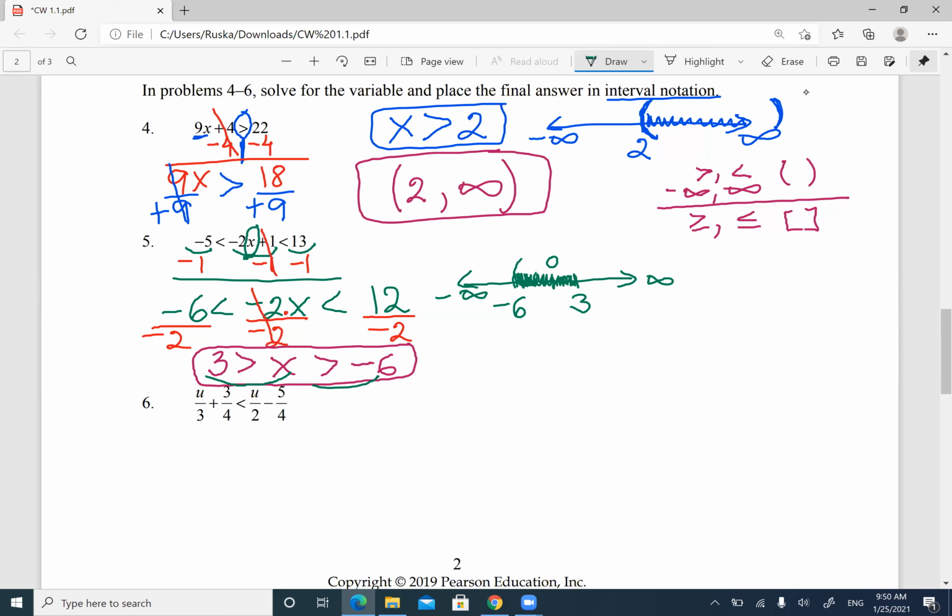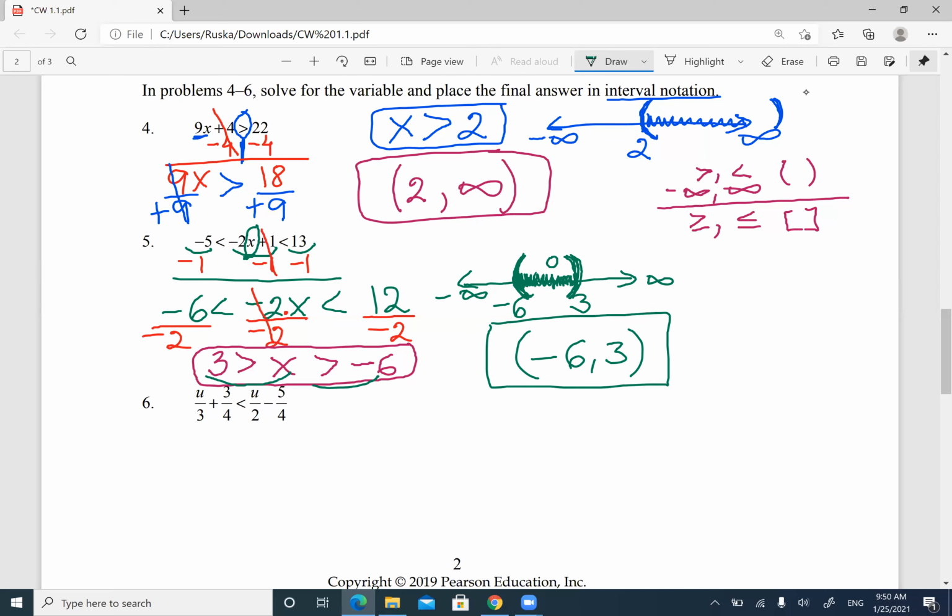And at -6 and 3, the sign is greater than or less than, so it's gonna be parentheses on both sides, because you don't include them, you don't have brackets, you don't have equals. So my solution in interval notation is going to be from -6 to 3, always left to right, with parentheses on both sides. Okay, so that's how you do number 5.